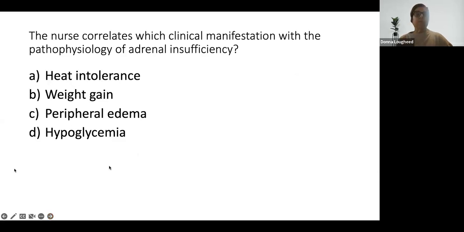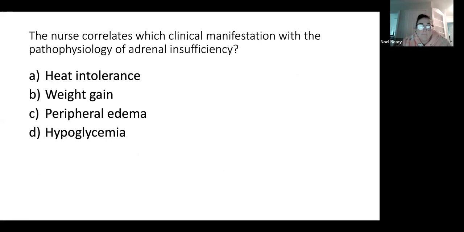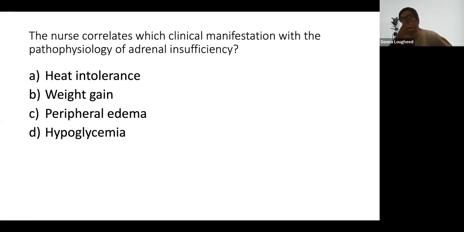I got another one here for you. The nurse correlates which clinical manifestation with the pathophysiology of adrenal insufficiency. Is it heat intolerance? Is it weight gain? Is it peripheral edema, or is it hypoglycemia? Hypoglycemia. Yes, very good. And this is the kind of questions that you'll probably see on your test, because we have to know that you understand what happens when we're deficient in these hormones.